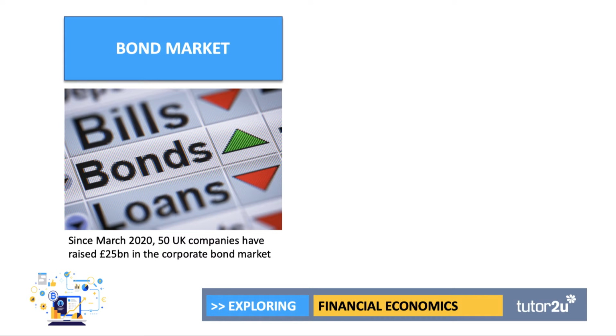The bond market is a really good example, and we're going to have a separate video on the bond market. Since March of 2020, during the crisis, 50 UK companies have gone to the bond market, essentially the market for corporate loans, and they've raised over £25 billion in new loans in the corporate bond market. It's a really key sector to look at, and we'll have a special video on the bond market.